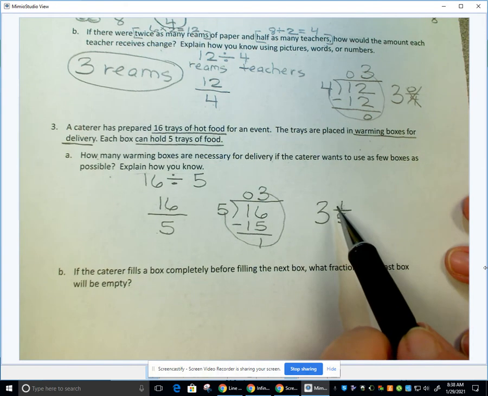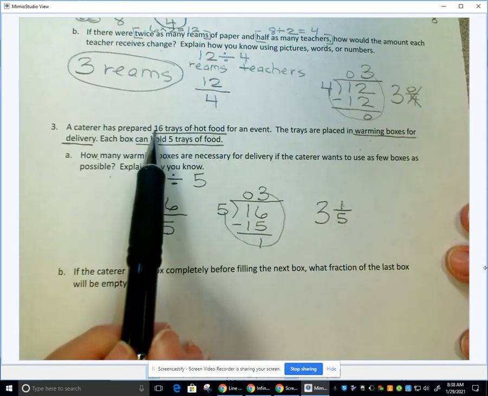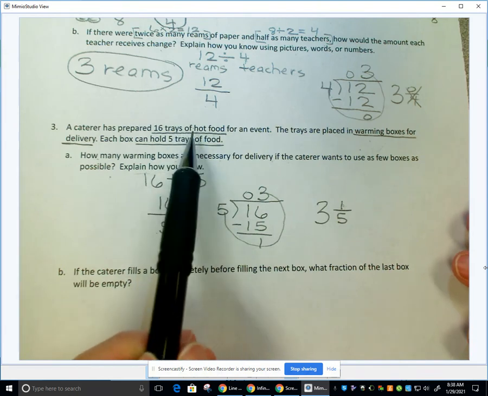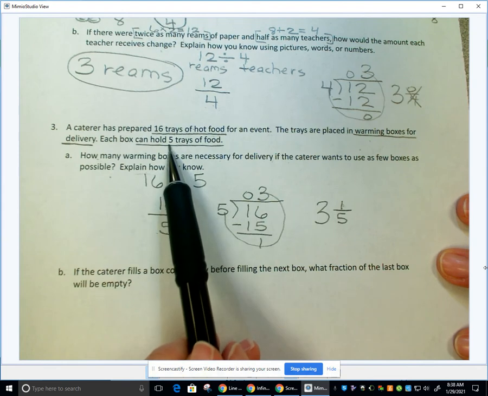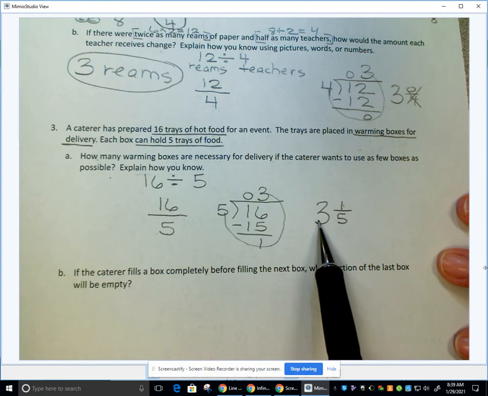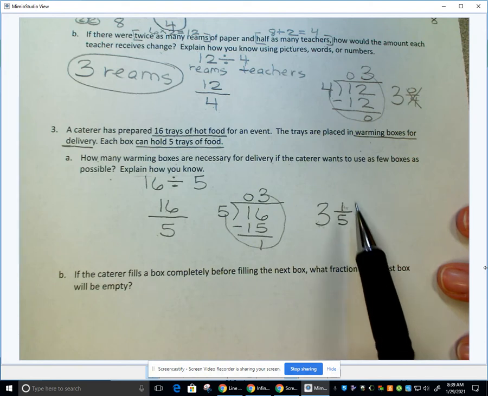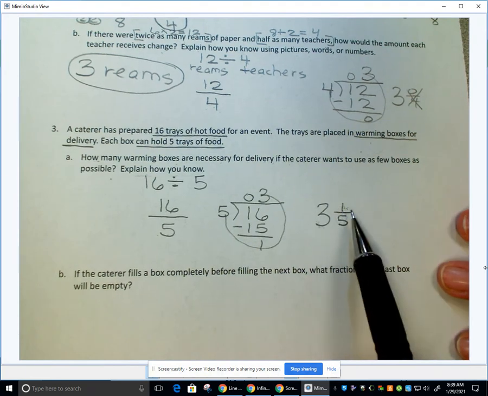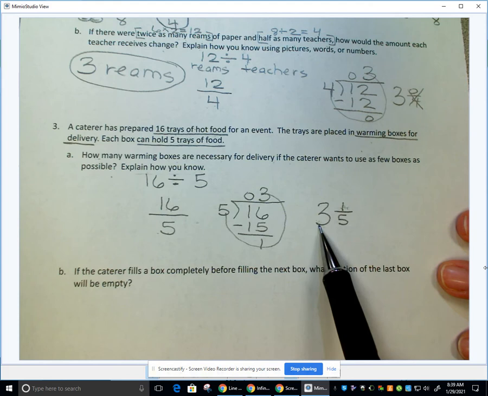Now, should he throw this tray away and not take it to the event? Because remember, the event needs 16 trays of food to have enough food for everybody. And we can put them into the warming boxes in groups of 5. So we can get 3, that's going to take care of 15 trays, right? But we've got 1 extra tray of food, not a box, that we need to still take. So how many boxes will I end up needing? Will 3 boxes be enough?